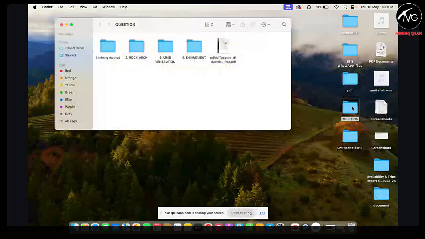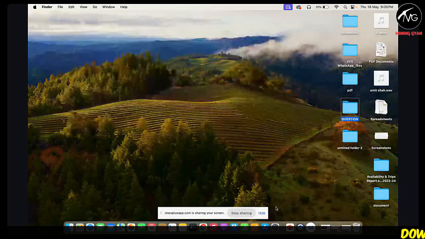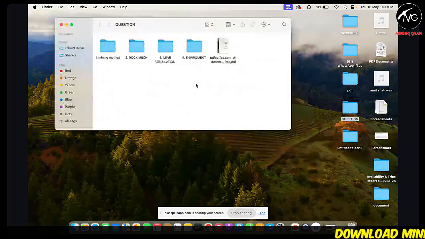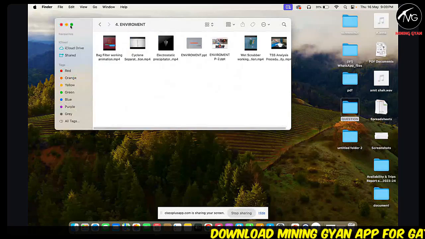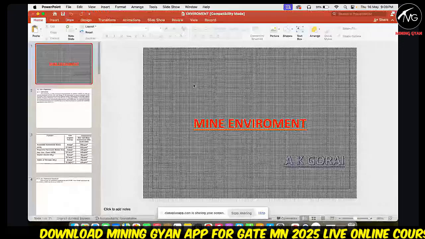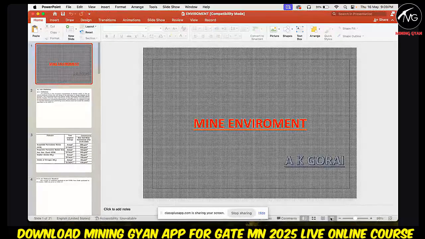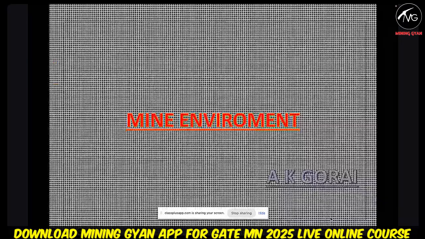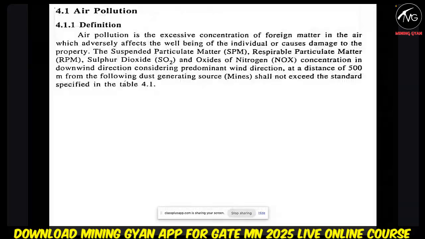So in the last class we had started mine environment, in which we have already discussed a few concepts. First I will revise those concepts, then we will start today's lecture. We have discussed the definition of the mine's air pollution. What is the air pollution, and what is the distance? Like distance is 500 meters.